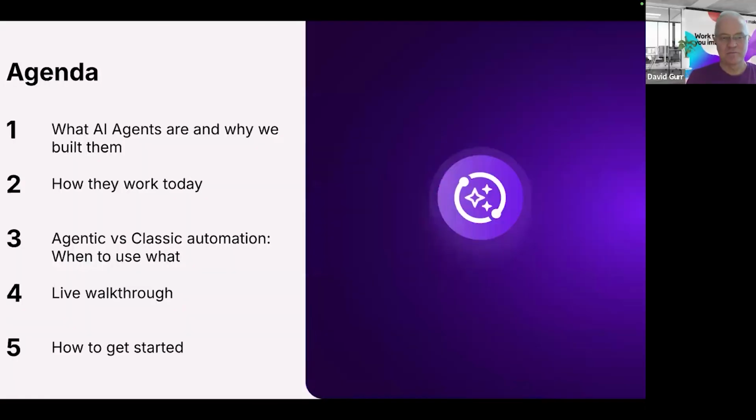So here's what we'll cover. Firstly, a quick definition of Make AI agents, why they exist and what you can do with them, key differences between traditional and agentic automation, a live walkthrough of a use case, and lastly, how to try this out and give us feedback.